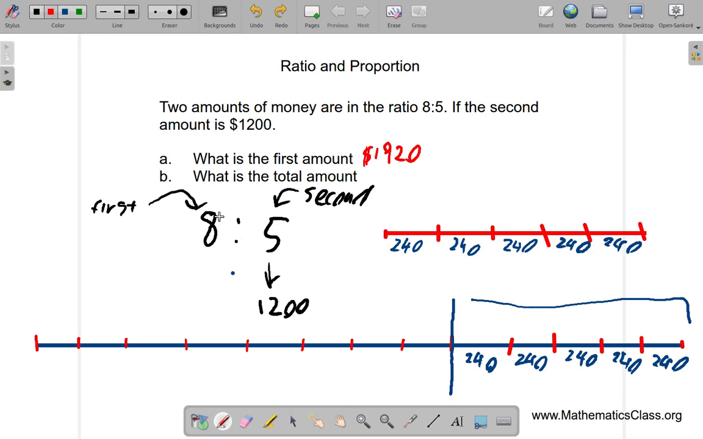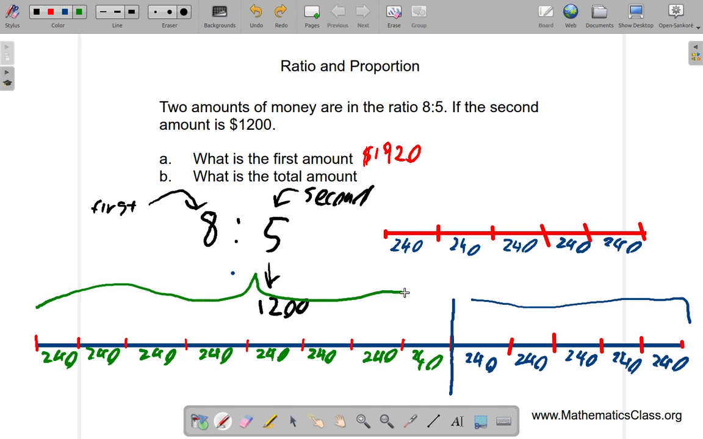Now, each of the 8 equal parts and each of the 5 equal parts is the same size. So right here, for the first part, you have a 240 here, 240 here, another 240, 240, 240, 240, 240, 240. So all of this makes up the first part of the money, and it's cut into 8 equal portions, with each part measuring $240.